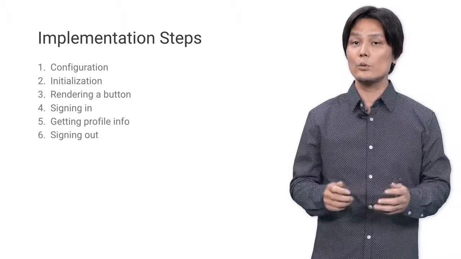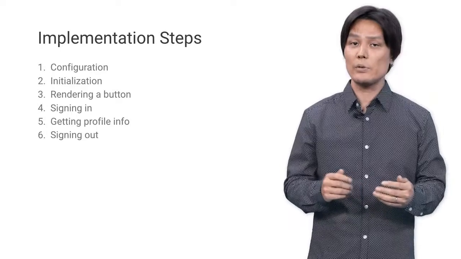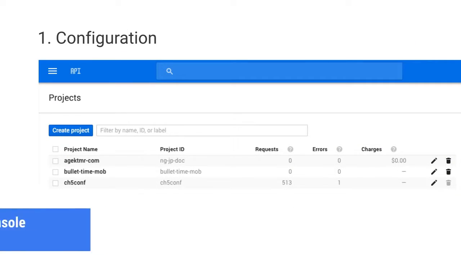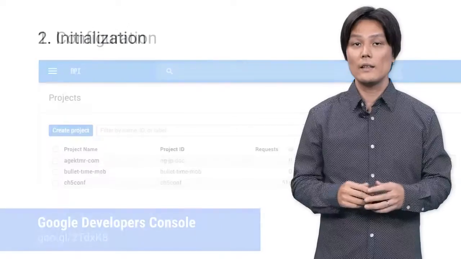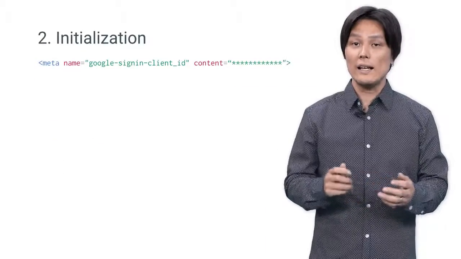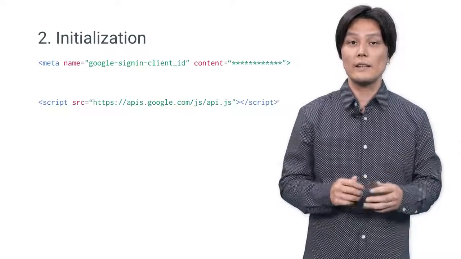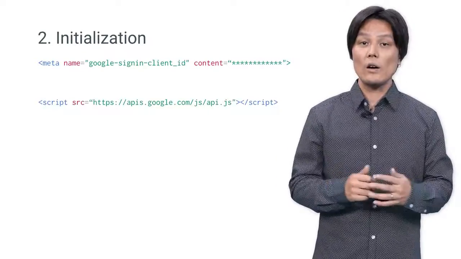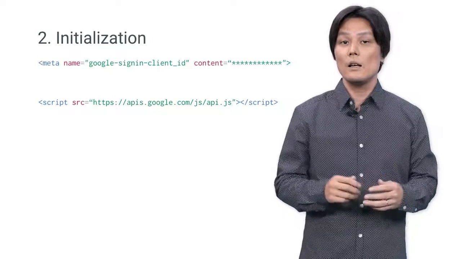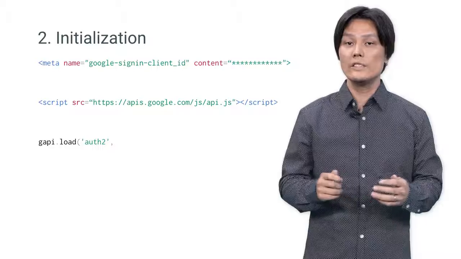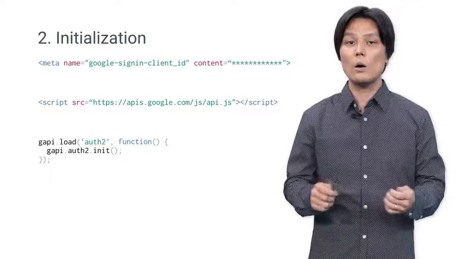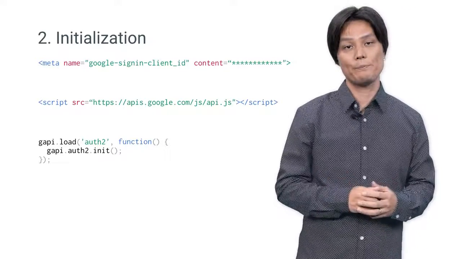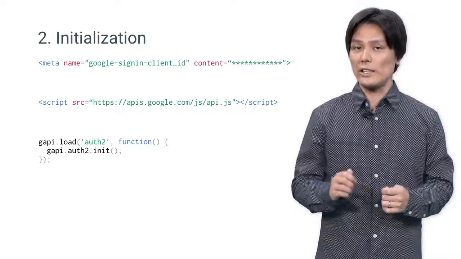Now let's take a look at how to implement Google Sign-in in just a few steps. First, head over to Google Developers Console, create a project, add a credential, configure a consent screen, and create a client ID. In HTML, add the client ID to the head section using a meta tag. Then load API.js. This is the core of the Google JavaScript library. When API.js is loaded, call gapi.load to import the auth2 module to enable Google Sign-in. Then call gapi.auth2.init to initialize. Once these are done, you are ready.